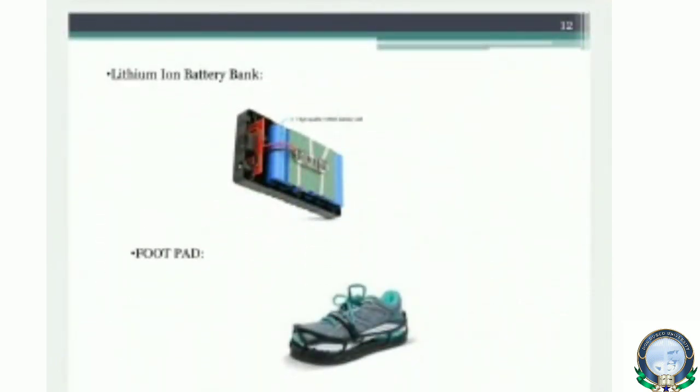Then we have lithium ion battery bank. A lithium ion battery bank is a type of rechargeable battery. Lithium ion batteries are commonly used for portable electronics and electric vehicles and are growing in popularity for military and aerospace application. We will use 6000 mAh battery which will power the exoskeleton to work around 2 hours.